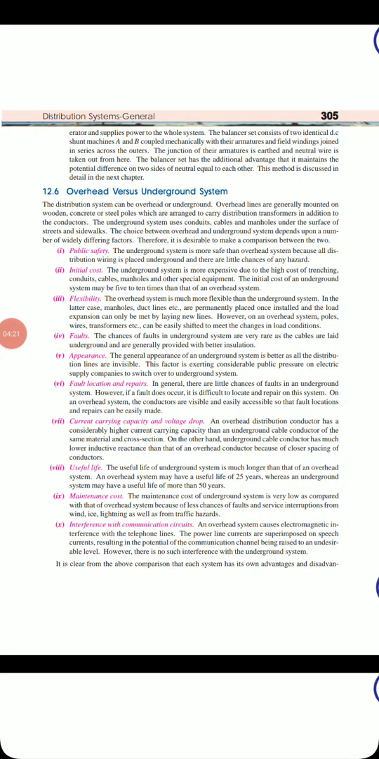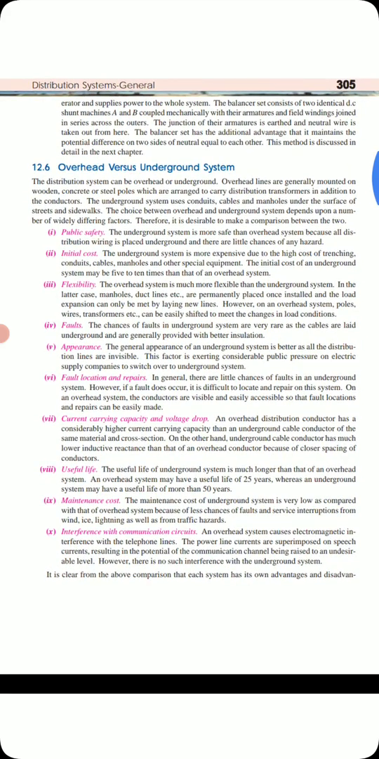So we will see the comparison between overhead and underground system. First one is public safety. The underground system is safer than the overhead system, because distribution wiring is placed underground and there is little chance of any hazard. So this is one of the advantages. Actually we wanted to see the limitations, but with this method we will find both advantages as well as disadvantages. So public safety is good in the case of the underground system.